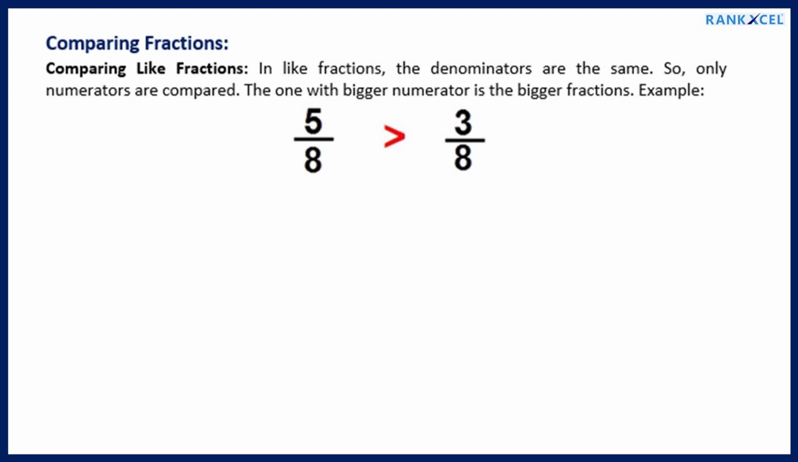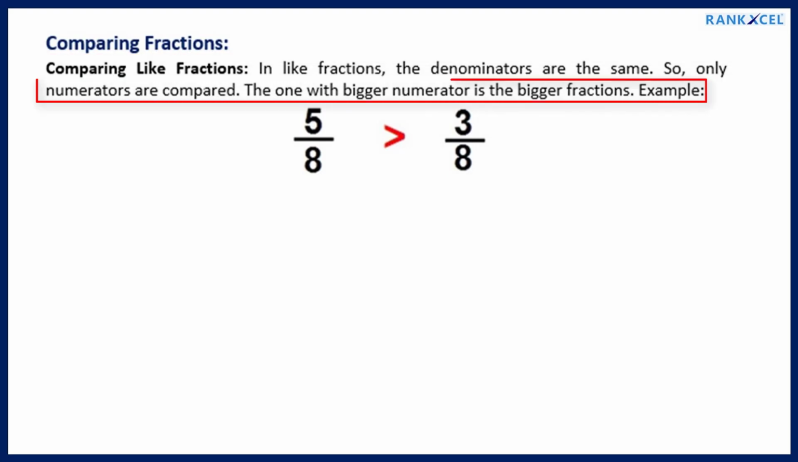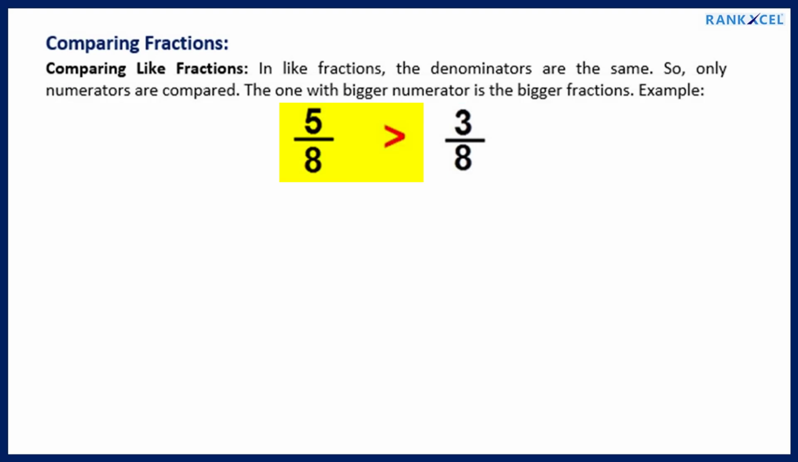Comparing fractions. Comparing like fractions. In like fractions, the denominators are the same. So, only numerators are compared. The one with the bigger numerator is the bigger fraction. Example: 5 by 8 is greater than 3 by 8.